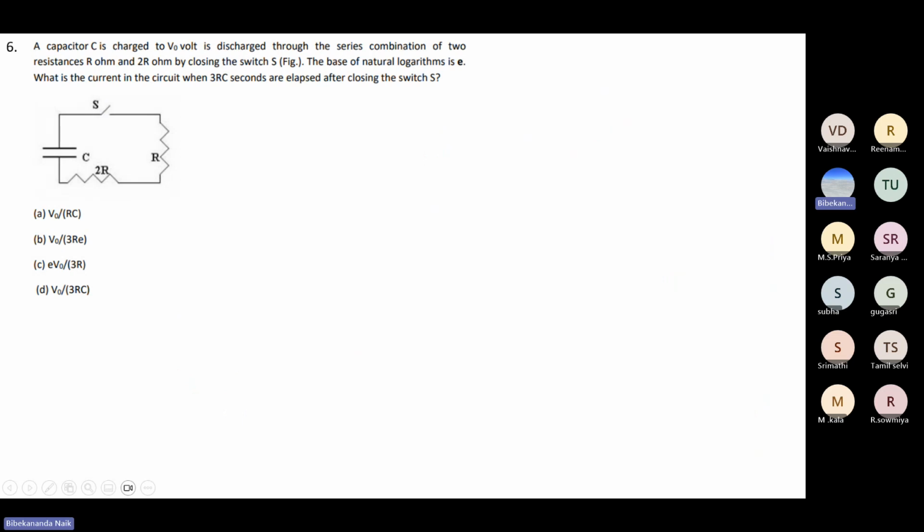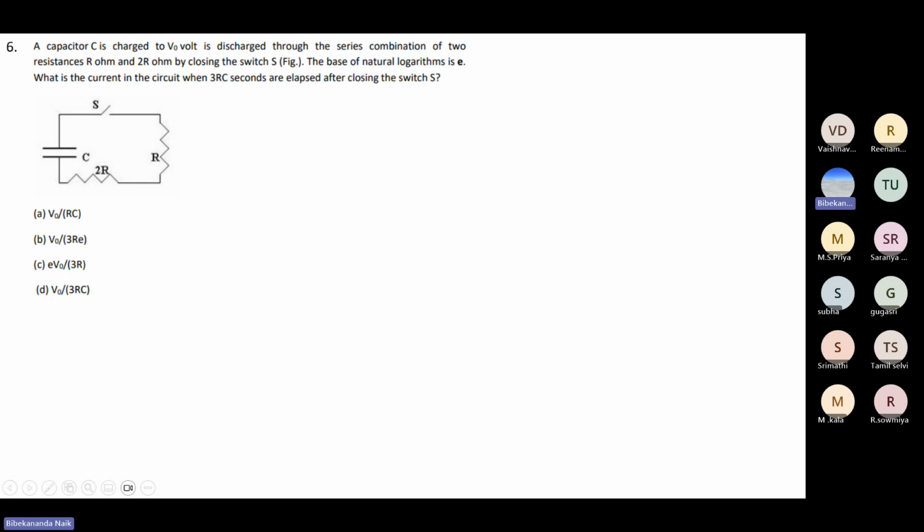Now, this is another example of an RC circuit. The question says a capacitor C is charged to V0 volt and is discharged through the series combination of two resistances R ohm and 2R ohm by closing the switch S. The base of the natural logarithm is e. What is the current in the circuit when 3RC seconds are elapsed after closing the switch?